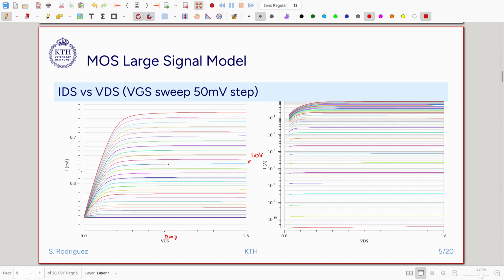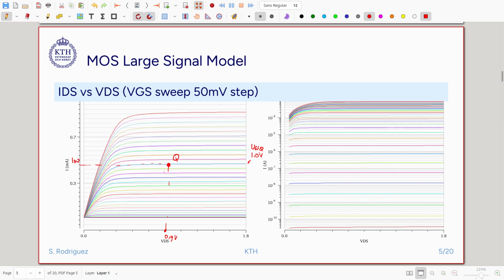That will be around 0.45, something like that, milliamps. So this point is going to be my Q point. This VDS is going to be my VDS Q. This is going to be my VGS Q, and this is going to be my IDQ.